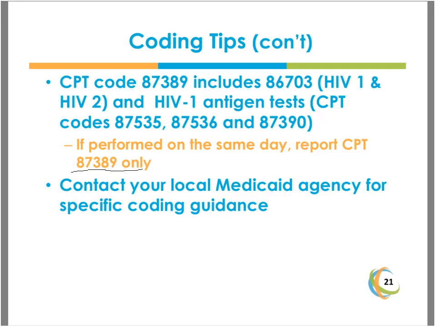If you want specific guidance, contact your local Medicaid agency, because in some states, the Medicaid agency may prefer that you report 86703 instead of 87389. Or they may prefer that you report all three of these codes, 87535, 87536, and 87390 instead of 87389.